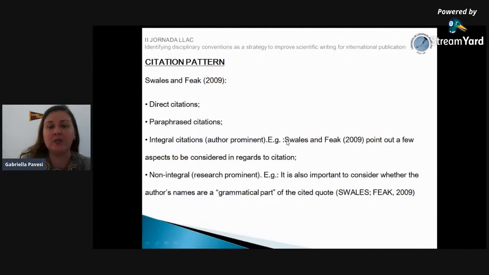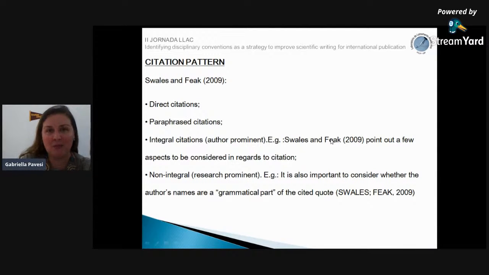So as an example, we have here Swales and Feek. Here, point out a few aspects to be considered in regards to citation. I have the names of the authors as, like they put it themselves, grammatical part of my text. Non-integral citations do not integrate the name of the author into my text. They are also known as research-prominent because the focus is more on what was done, what was said, what was argued, than who did it. And we can simplify it by saying that it is when the author's name is in parentheses, right?